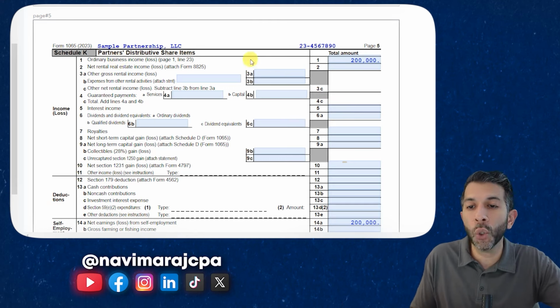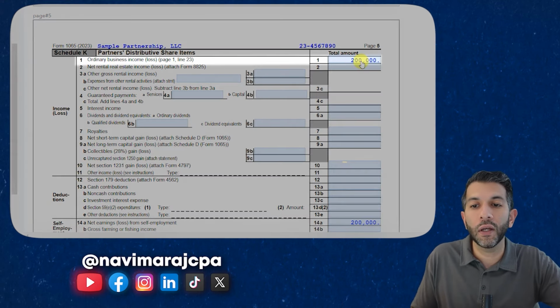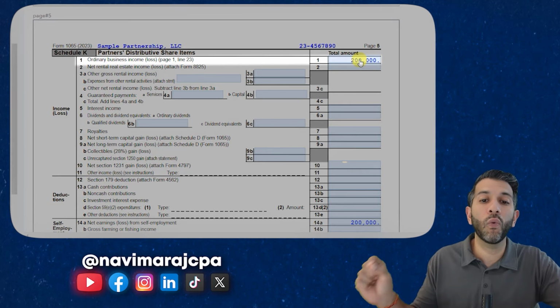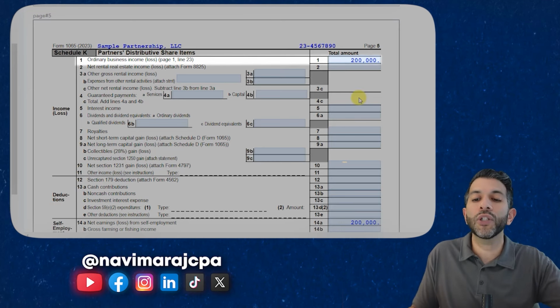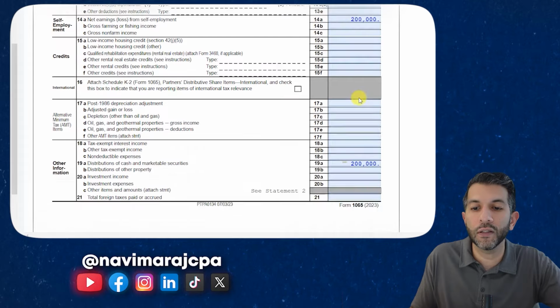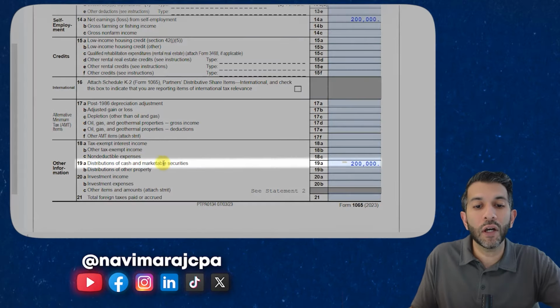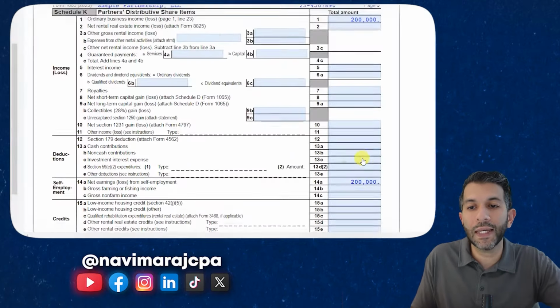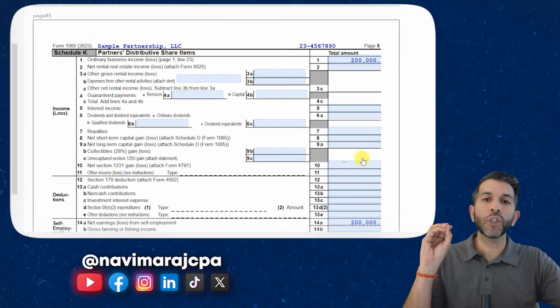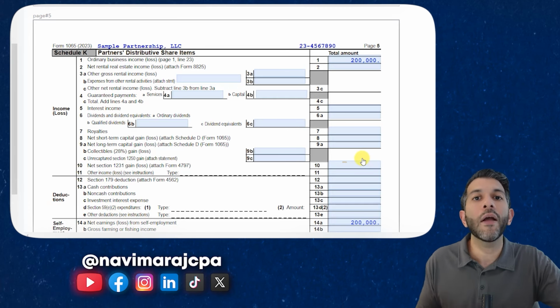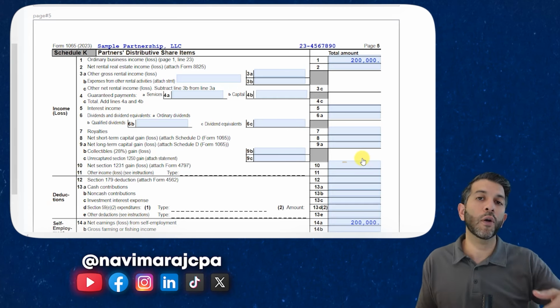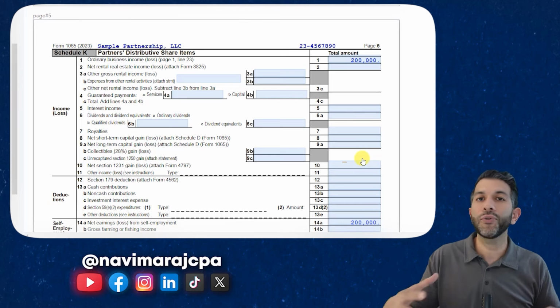So this is the total income that the business earned, $200,000. But there's a schedule called K1. Each partner receives Schedule K1, which tells you what portion of this $200,000 is yours, okay? And I'll show you that in just a second. Distributions of cash and marketable securities. What we're saying in this situation is that there was $200,000 of profit, and both partners decided to take out their share of that profit. So partner 1 took out 100 grand and partner 2 took out 100 grand.